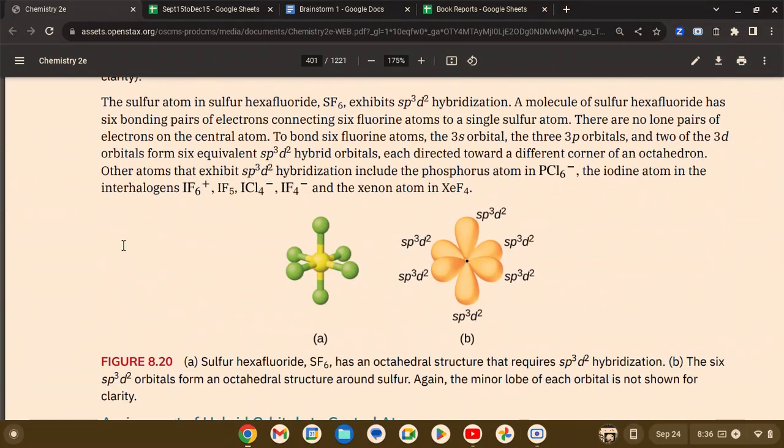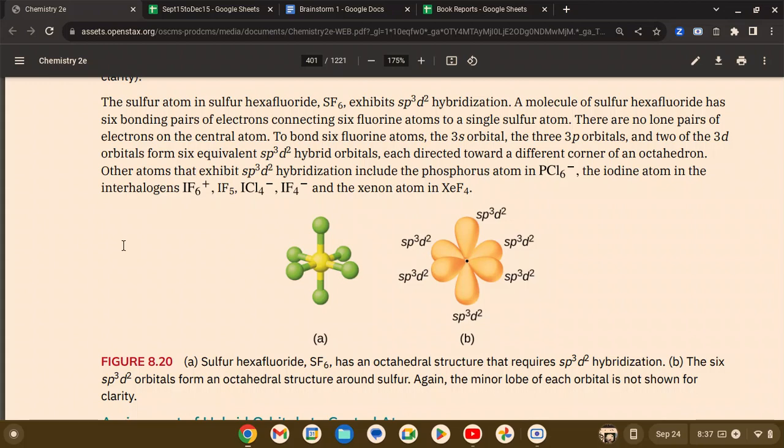The sulfur atom in sulfur hexafluoride exhibits sp3d2 hybridization. A molecule of sulfur hexafluoride has 6 bonding pairs of electrons, connecting 6 fluorine atoms to a single sulfur atom. There are no lone pairs of electrons on the central atom. To bond 6 fluorine atoms, the 3s orbital, the 3p orbitals, and 2 of the 3d orbitals form 6 equivalent sp3d2 hybrid orbitals, each directed toward a different corner of an octahedron.